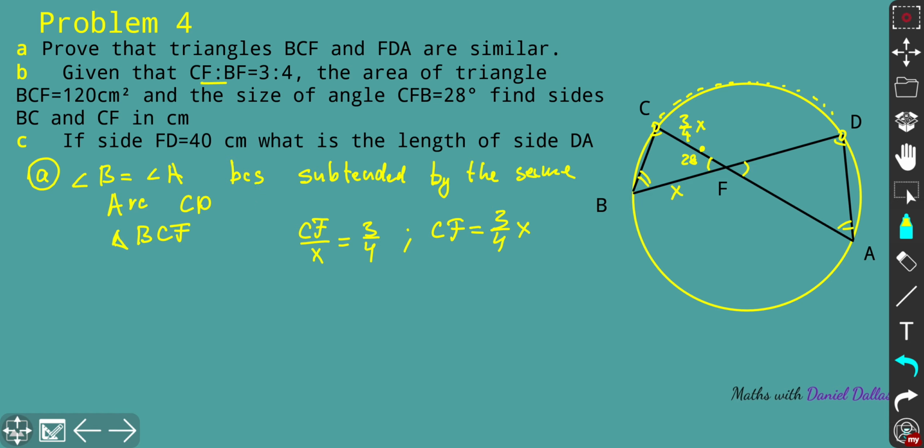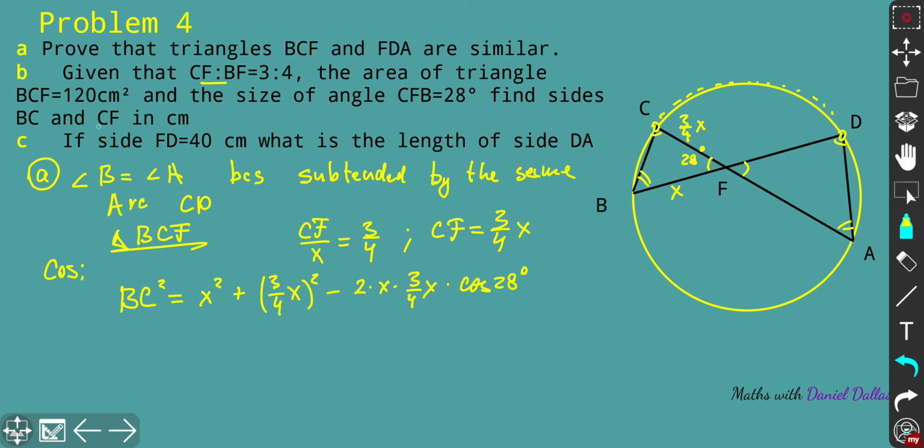We're not given BC, but we can figure it out through x, and x we can figure out through the area. All right, let's do that. Using the cosine rule in triangle BCF, we can write that BC squared is simply x squared plus (3 over 4 x) squared minus 2 times x times 3 over 4 x times cos 28 degrees. So that's the first equation. However, we are not given x, so we are not able to calculate the value for BC.